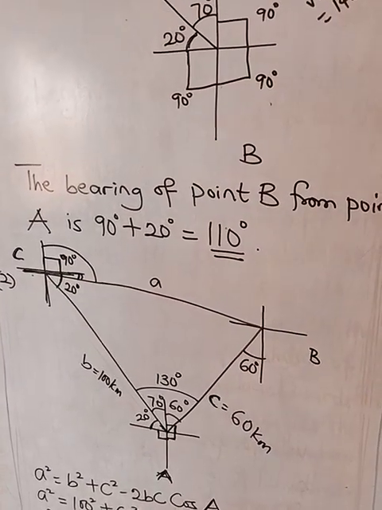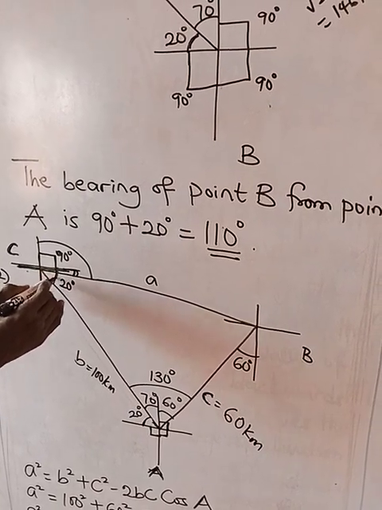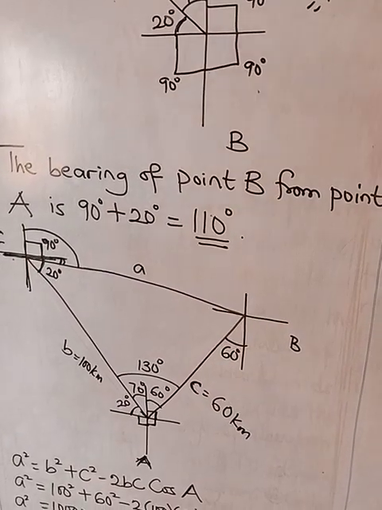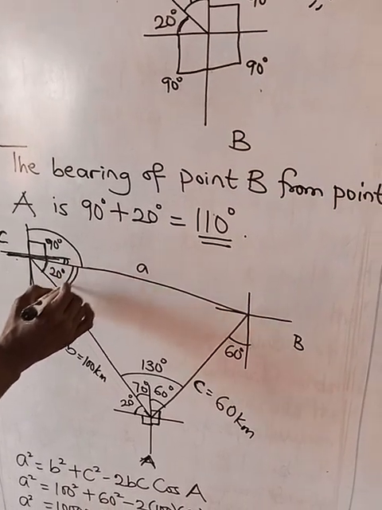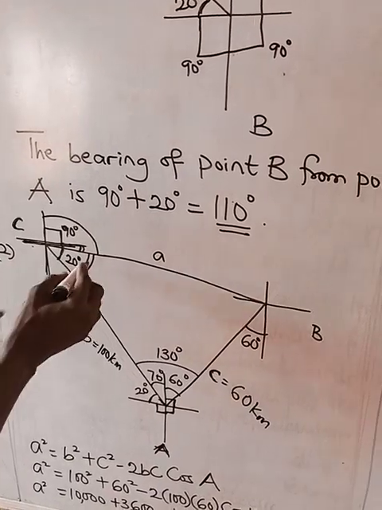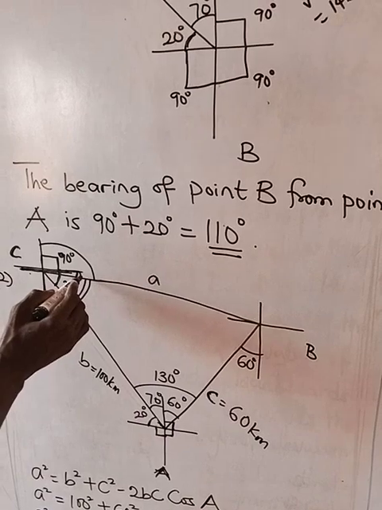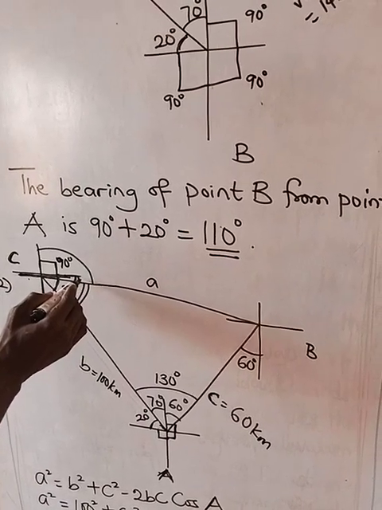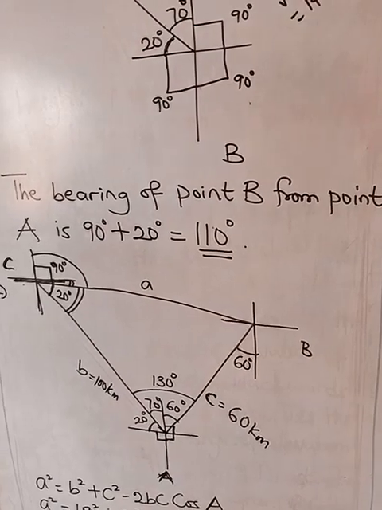But you have to understand that from this line to the whole thing, this is 20. So what do we do now? We have to get the angle C here, then we subtract it from 20, and then we get this small angle here. We add it to 90. That makes the bearing of B from C. I hope that is clear.